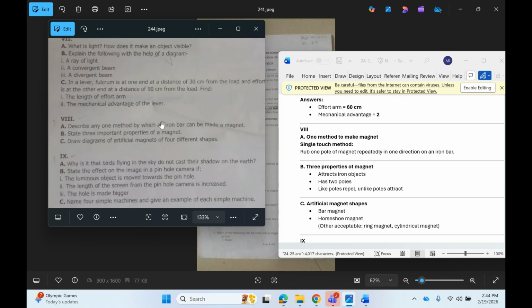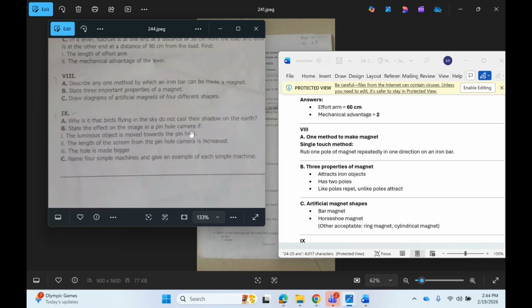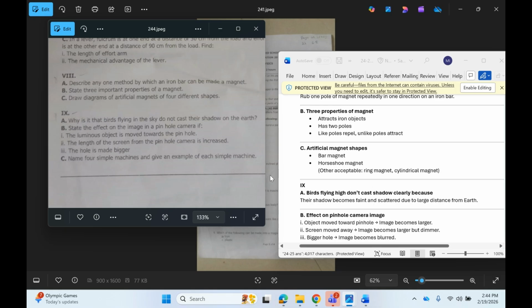Describe any method by which an iron bar can be made a magnet. You rub one pole of a magnet repeatedly in one direction along the iron bar, so that the iron bar becomes a magnet. Three important properties of a magnet: magnets attract objects. A magnet has two poles, north pole and south pole. Unlike poles of magnets attract each other and like poles repel each other. So these are the important properties of a magnet.